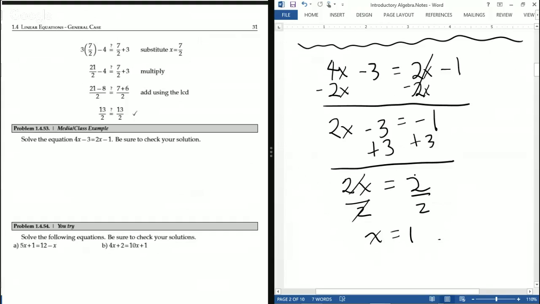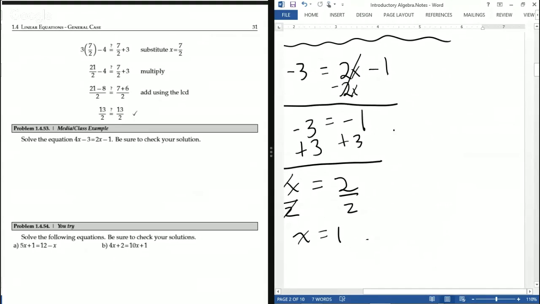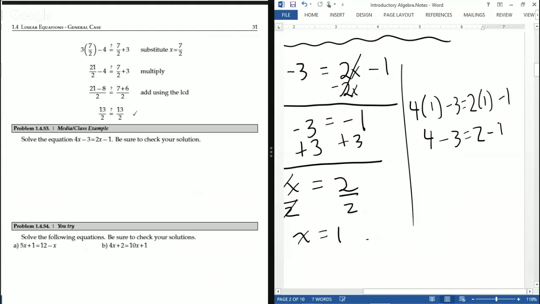And a simple check will actually show that, yeah, it's true. x equals 1 is the solution. If I replace x with 1, and then 2 times x, I replace x again with 1, minus 1, what will I get? 4 minus 3 equals 2 minus 1. I end up with 1 equals 1. That's an identity. That's a true statement.